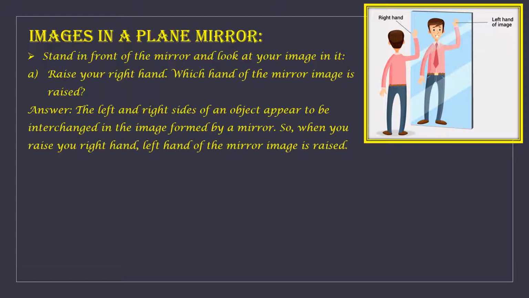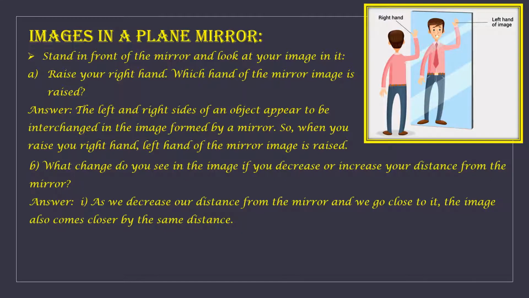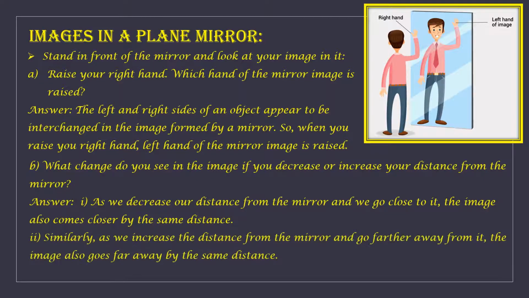Now tell me that what change do you see in the image if you decrease or increase your distance from the mirror? Yes, as we decrease our distance from the mirror and we go close to it, the image also comes closer by the same distance. And similarly, as we increase the distance from the mirror and go farther away from it, the image also goes far away by the same distance. And in both the cases, the size of the image remains the same as our size.